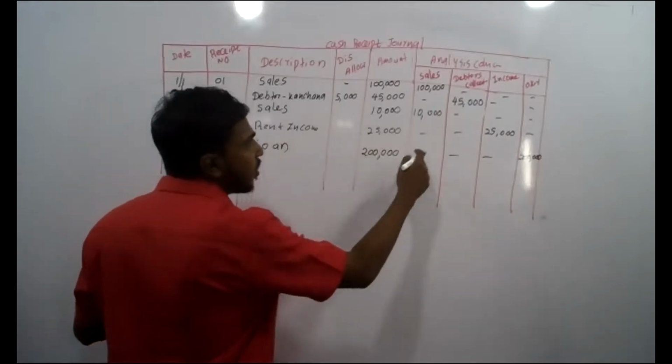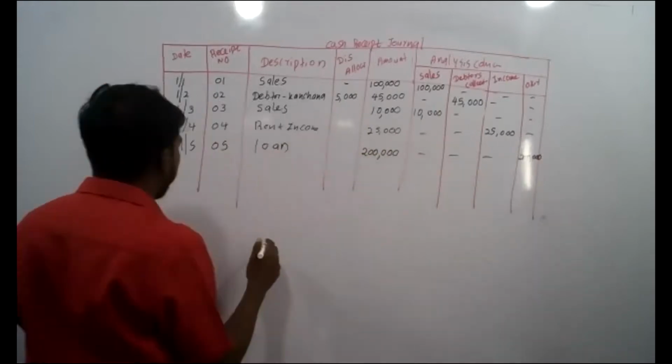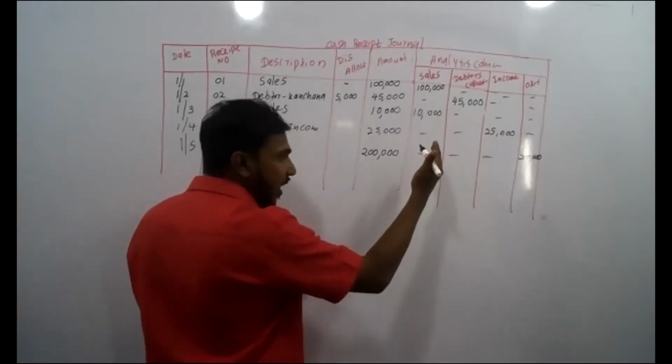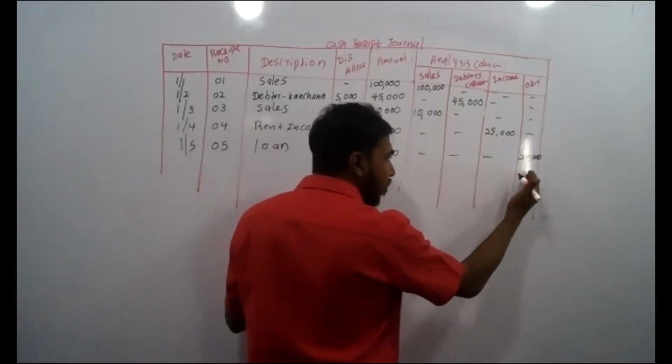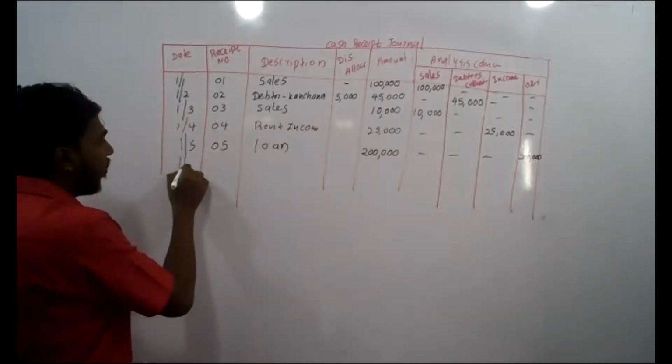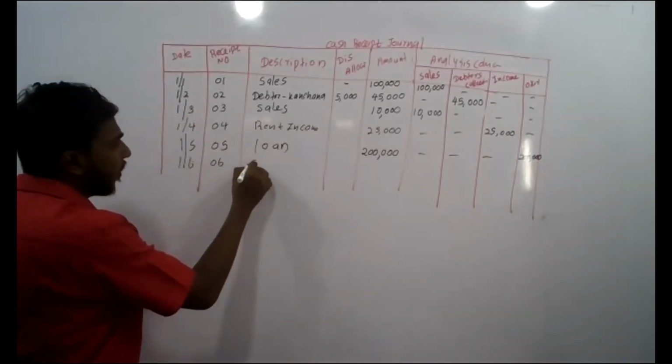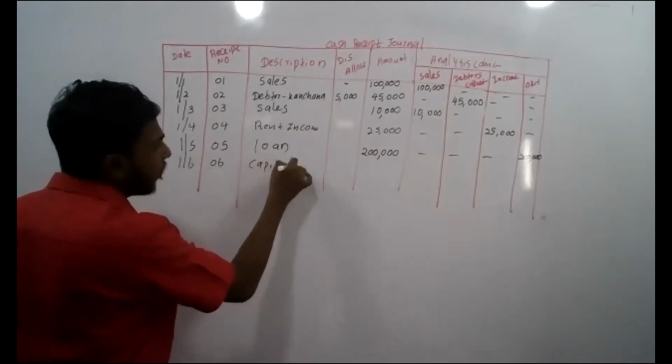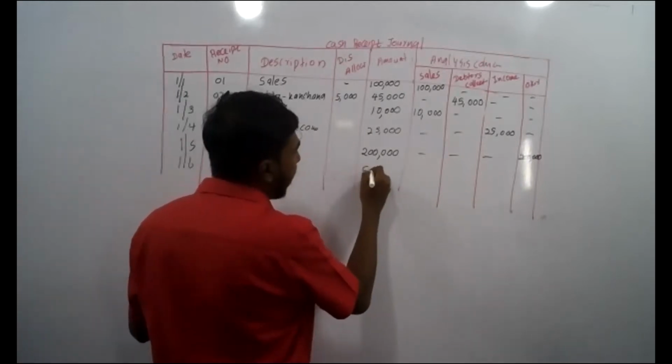Clear? So it's not sales, it's not debtors, it's not income, it's other. If you can record it under one of these, you have to select the other column. So 1/6, receipt number 6. Then capital.